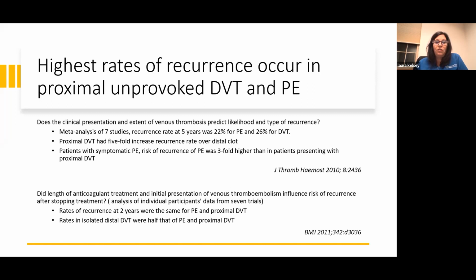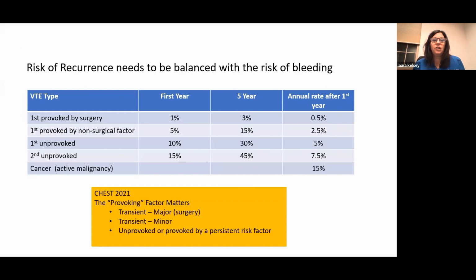Another study looked at, well, if we continue the anticoagulation longer, does that influence the recurrence? And the answer is no, it doesn't. So the risk of recurrence needs to be considered when you're balancing the risk of bleeding in these patients. If you have a first clot provoked by surgery, which would be considered one of those low risk transient risk factors, that is a first year recurrence of 1%, and then over time it's 0.5% per year. Versus if you have an active cancer, your risk of clot is 15% per year.